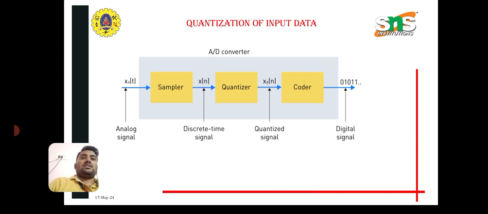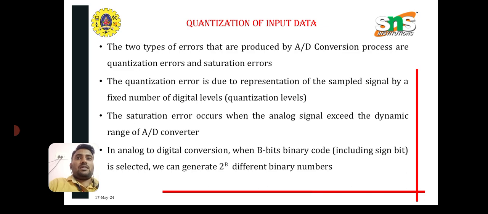Okay, there are different types of quantization. First one is uniform quantization, and another one is non-uniform quantization. The types of error due to quantization that are produced by the A to D conversion process are quantization error and saturation error. There are two types. The quantization error is due to representation of the sampled signal by a fixed number of digital levels. The saturation error occurs when the analog signal exceeds the dynamic range of the A to D converter.